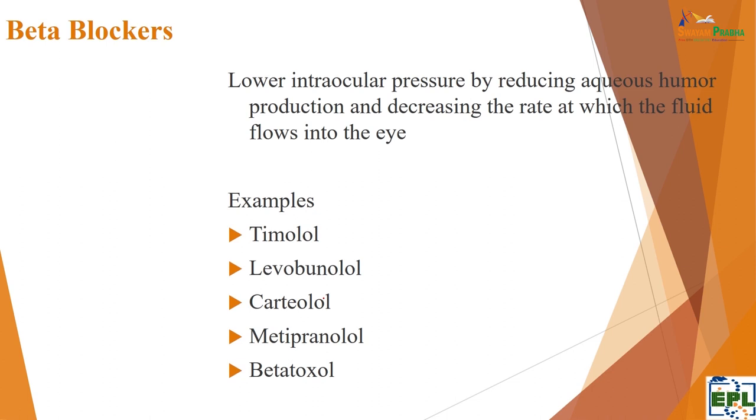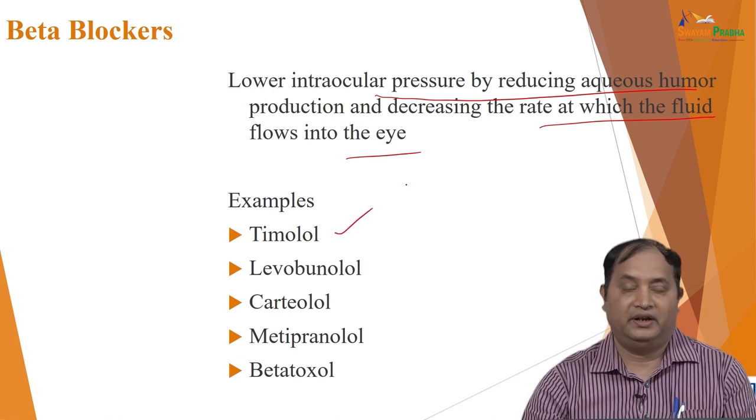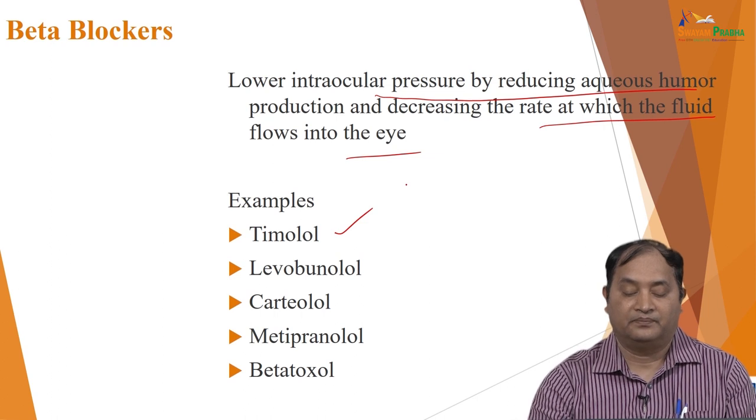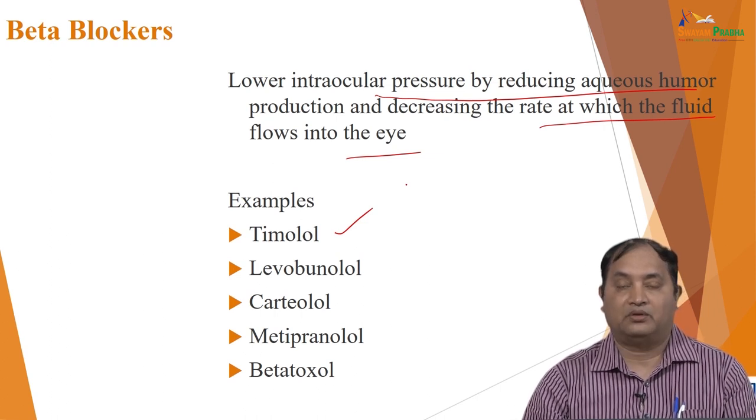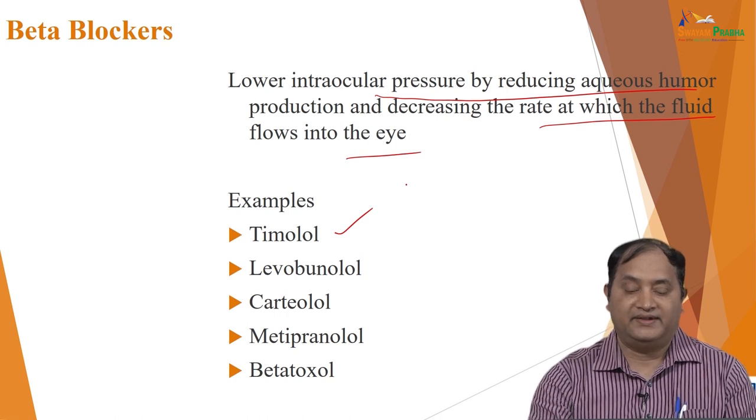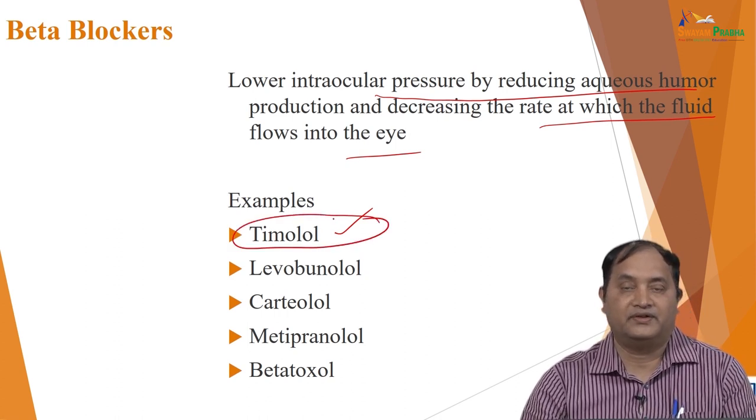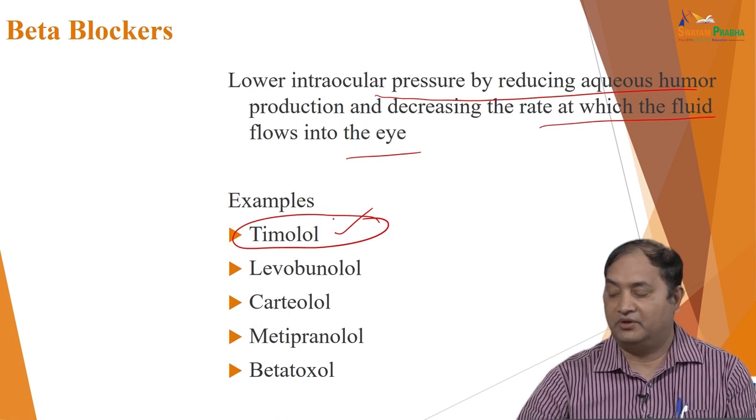Another group of drugs which is very, very commonly used in order to reduce intraocular pressure is beta blockers, selective beta blockers. Now, these beta blockers reduce intraocular pressure by reducing aqueous humor production and decreasing the rate at which the fluid flows into the eye. A typical example we can give is timolol, very, very commonly used, labetalol, carteolol, metipranolol or betaxolol. So, these are very commonly used selective beta blockers in ocular hypertensive patients.